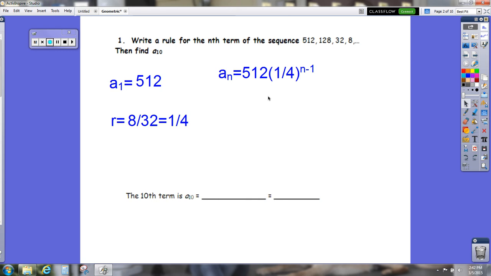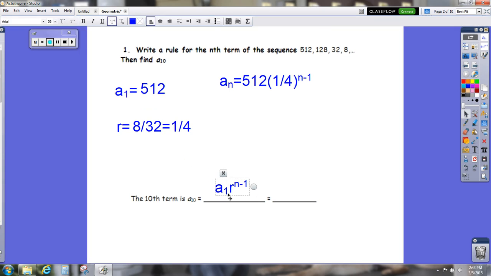All right, now let's find the 10th term. That means n is equal to 10. So in place of my n, I'm going to plug in 10. a sub 1 here again is equal to 512. Our ratio is 1/4, and it's going to be raised to the n minus 1 power. So n is 10, because I'm looking for the 10th term.